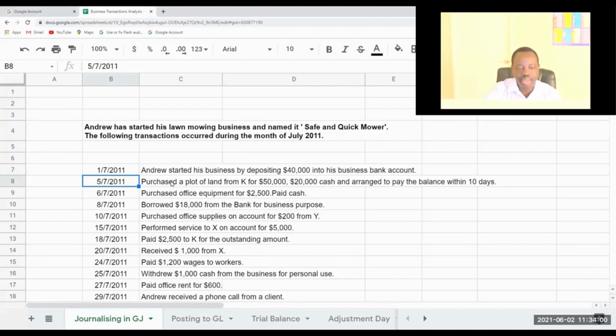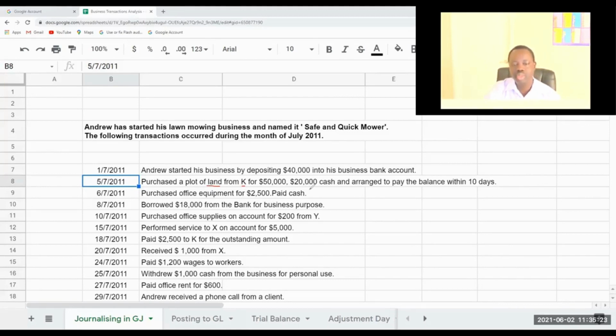5th of July, there was another transaction too. And that transaction, can we identify accounts involved in this? Land. Purchase a plot of land from K for $50,000. This K is a company. Safe and Quick Mower bought that piece of land. This land is an asset. So when an asset increases, we debit. So we debit land, and the amount is $50,000.